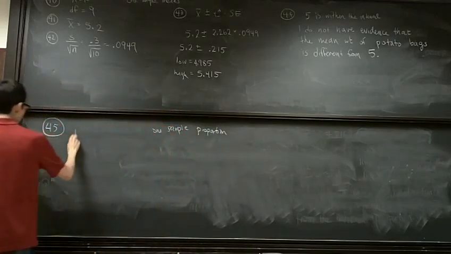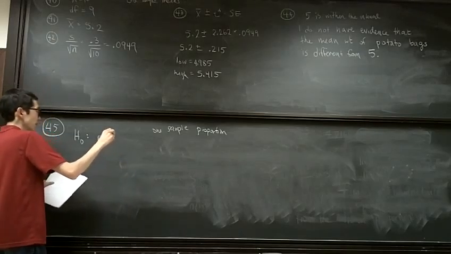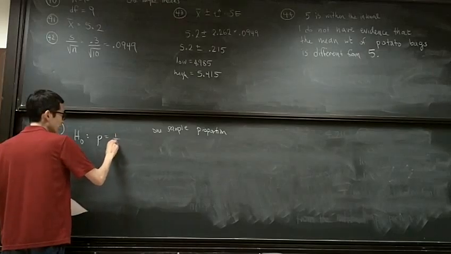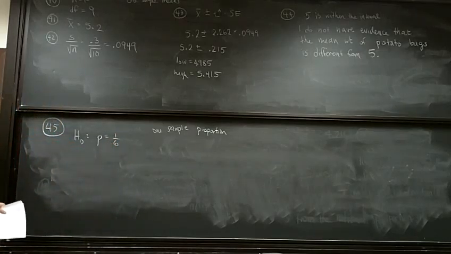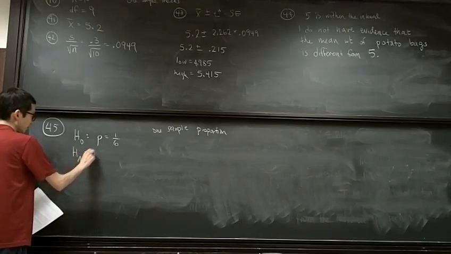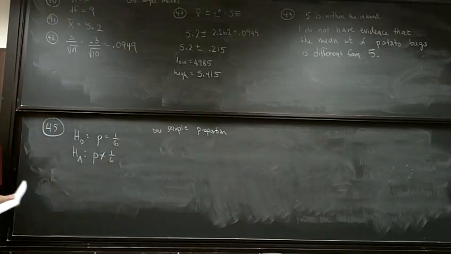Our null hypothesis is what? That the proportion that it lands as the number 4 is equal to 1/6. You can leave it in fraction form or you can turn it into a decimal. It doesn't matter. And the alternative is that it doesn't equal 1/6.